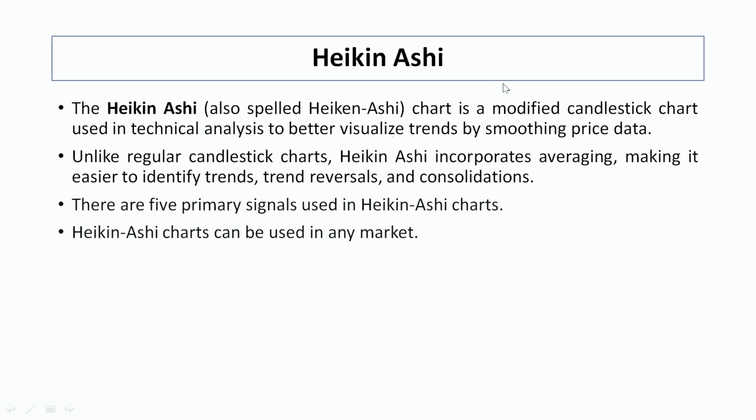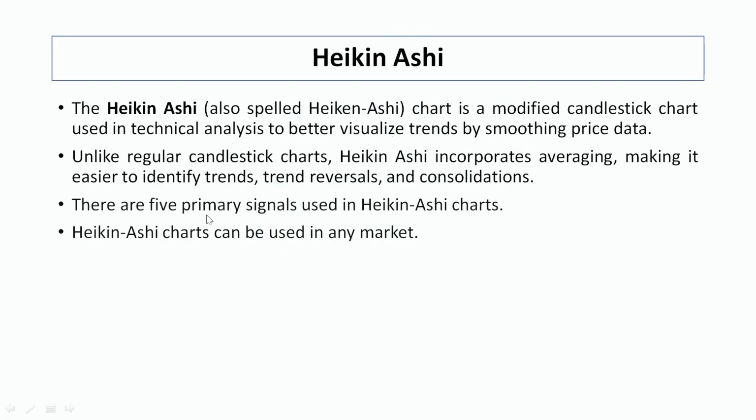Okay, Heikin Ashi is the next concept. It's another form of candlestick, also spelled as Heikin Ashi chart. It is a modified candlestick chart, quite prevalent in visualization. Unlike a regular candlestick chart, Heikin Ashi incorporates averaging, making it easier to identify trends, trend reversals and consolidations. It becomes a little bit tricky in case of candlestick. A investor who is mature in using technical analysis can understand that concept, but if the investor is not so mature, it becomes difficult for them.